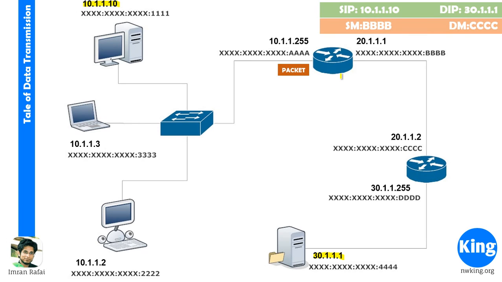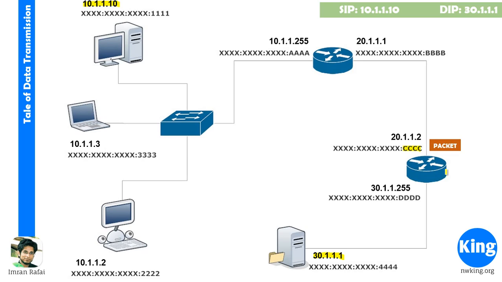So what it does, it updates the source information. The source MAC address is itself, and the destination MAC address is the other router. Now that packet comes to this router. This router again strips the layer 2 information and looks at the layer 3 information. The destination IP address is 30.1.1.1, and this router looks at itself and sees that the 30.1.1.0 network is directly connected to it.